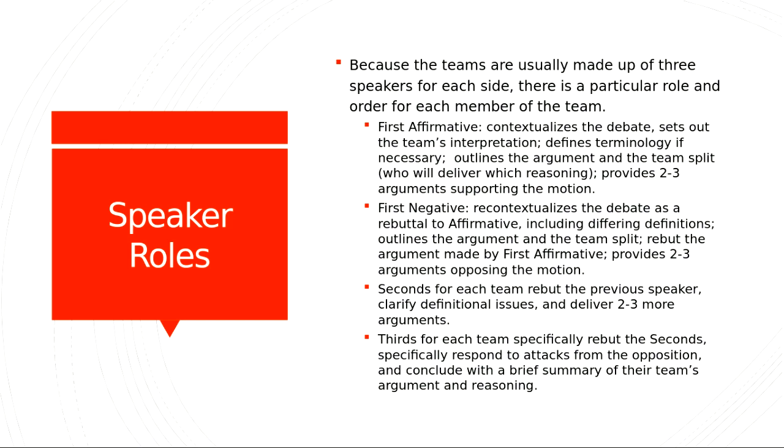That's followed by the first negative, the opponent's equivalent to the first affirmative. The first negative recontextualizes the debate as a rebuttal to the affirmative, including differing definitions. So they are going to give you the other side's perspective on the background, to try to rebut the interpretation that the affirmative side has. They outline the argument and the team split, just like the first affirmative did. But then they rebut the argument made by the first affirmative and provide 2 to 3 arguments opposing the motion. So they're directly going to address the first affirmative's argument and rebut that.